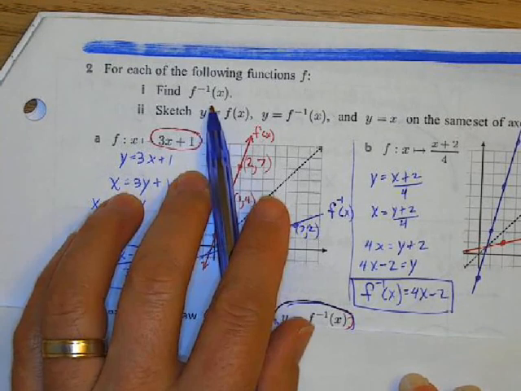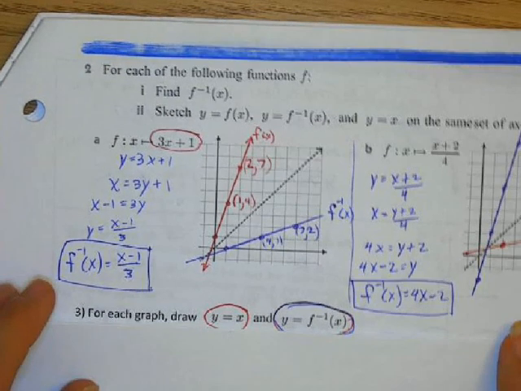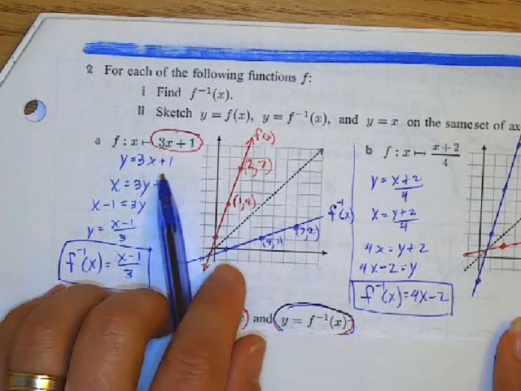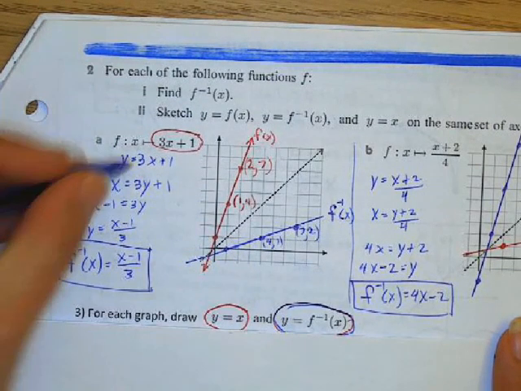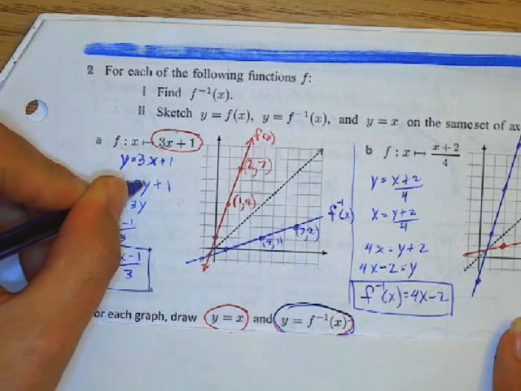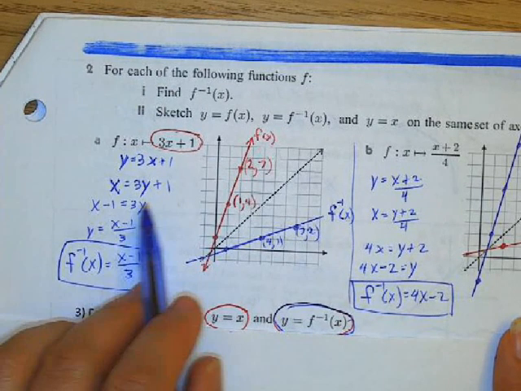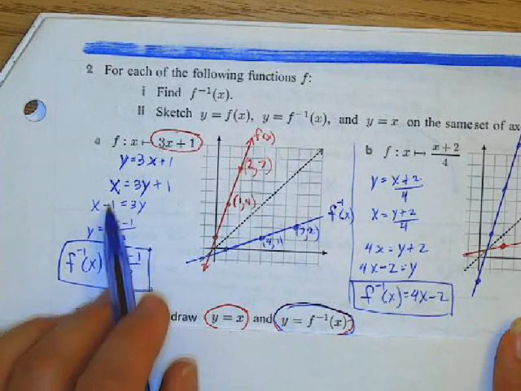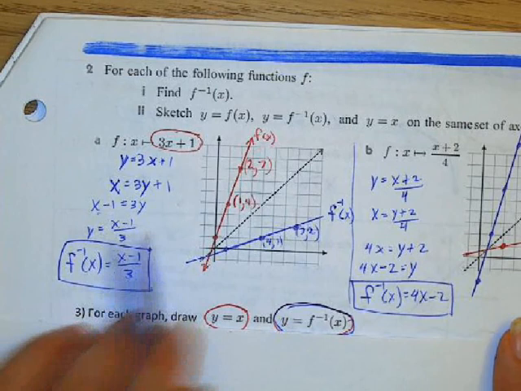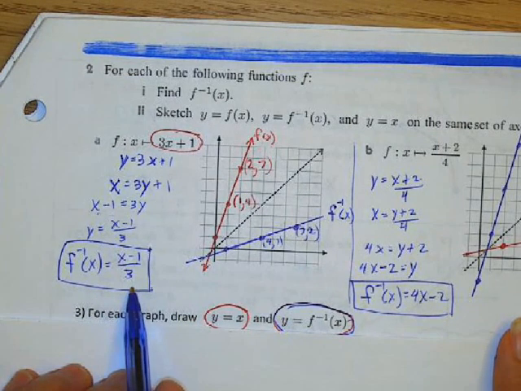Find the inverse function. Here I have y equals 3x plus 1. I'm going to change this y into an x, and this x into a y, and then do the algebra. I subtract 1 on both sides, I get this line. I divide both sides by 3, I get this line, and so here is my inverse function.